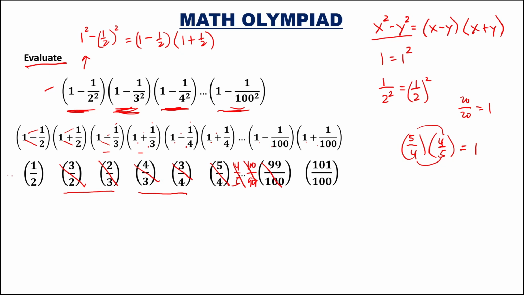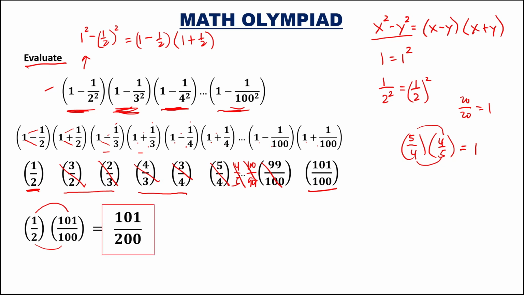Therefore, the remaining is 1 over 2 times 101 over 100. Then to simplify, multiply 1 and 101, so this is 101, and 2 times 100, that's 200. So therefore the given equation is equal to 101 over 200.